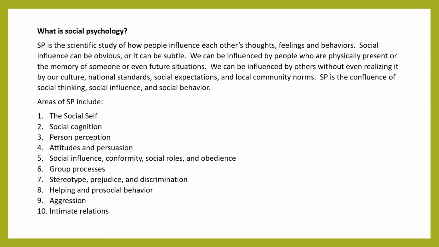The 8th one is helping and pro-social behaviors. So, for example, when do people decide to get involved in helping? There are rules about doing this. And I've included an article by Darley and Latané that is another classic study in social psychology. The field of aggression. When do people act aggressively? Under what circumstances? And of course, last but not least, intimate relationships.